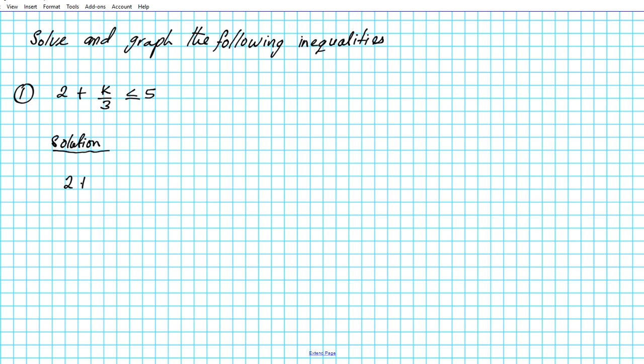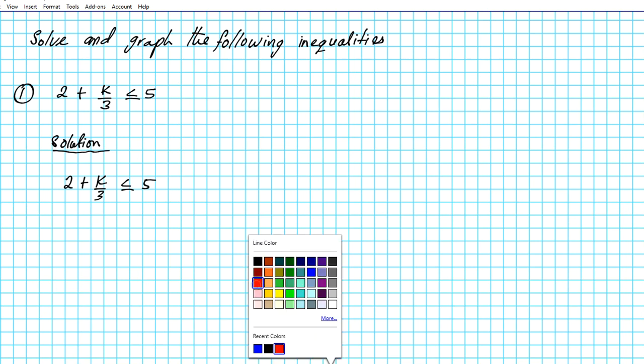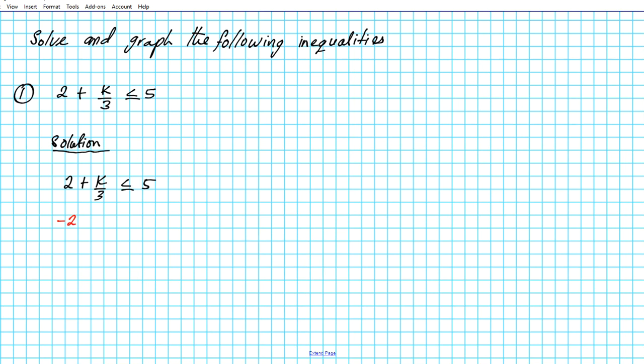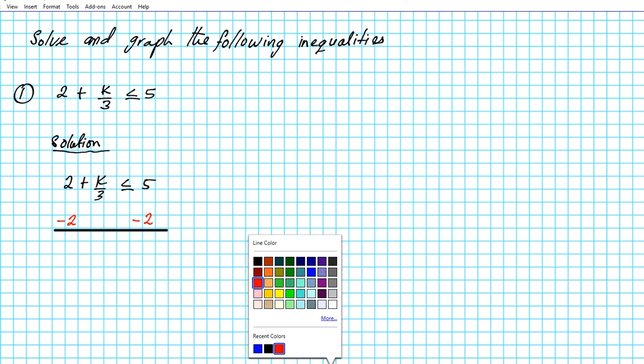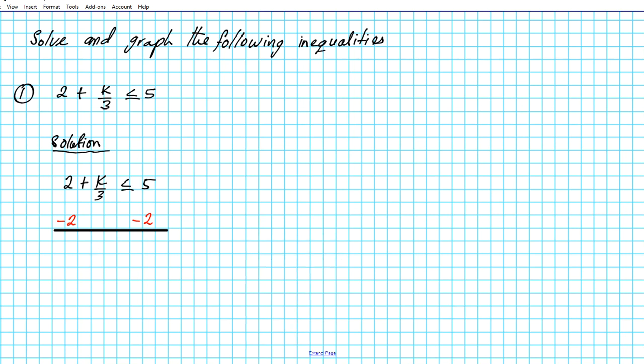So we have 2 plus k over 3 is less than or equal to 5. We want to get k isolated. So what we're going to do is get rid of the 2 first by subtraction. So we subtract 2 from both sides of the inequality. When we do that, we end up with k over 3. These two 2's add up to 0. Is less than or equal to 5 minus 2, which is 3.